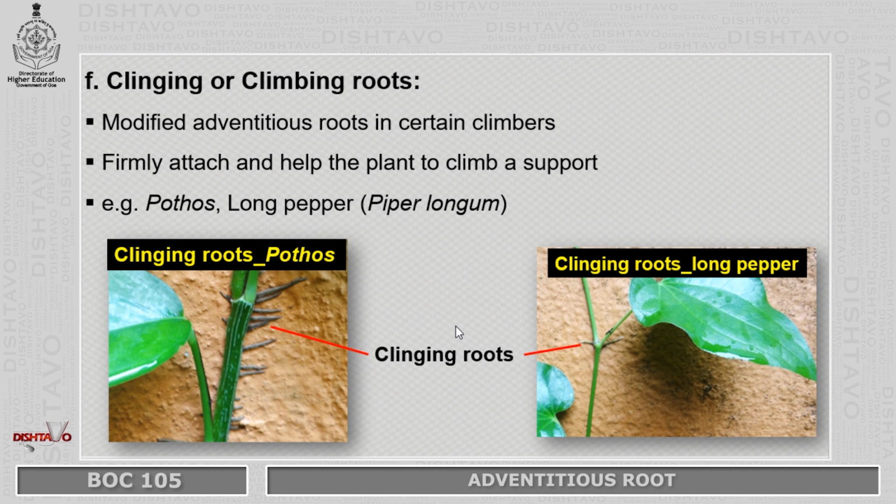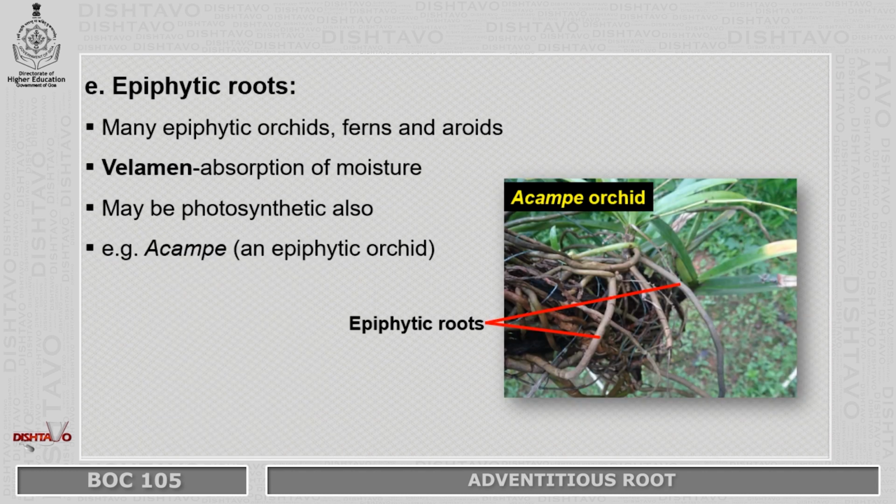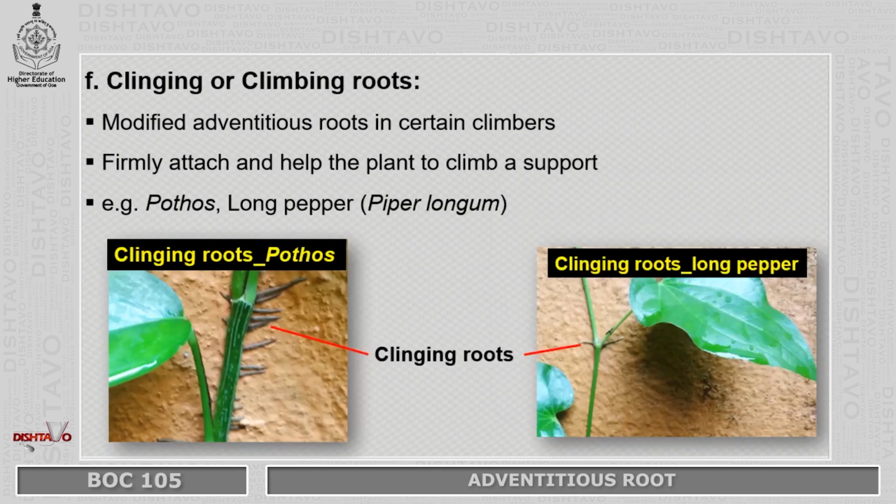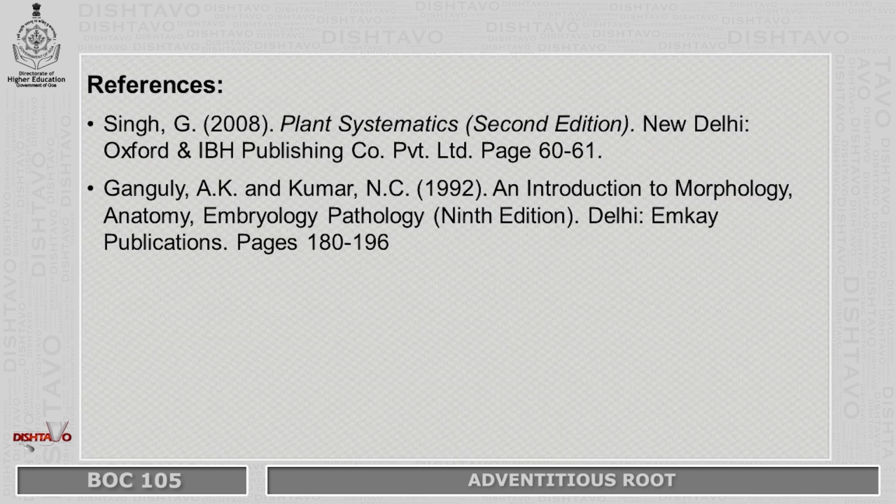So to sum up, we have studied different types of adventitious roots, that is fibrous roots, then fleshy adventitious roots. We have studied prop roots, stilt roots, epiphytic roots, and clinging or climbing roots. All these different types of roots, knowledge of these roots will help you to describe a plant when you collect a plant to identify or to do the taxonomic study.